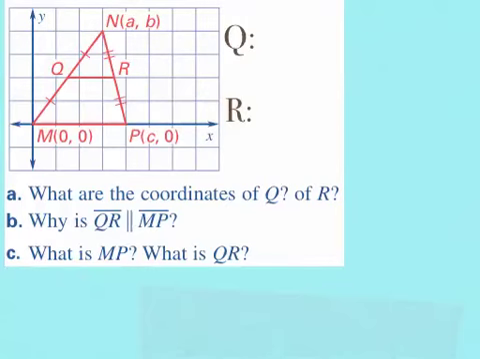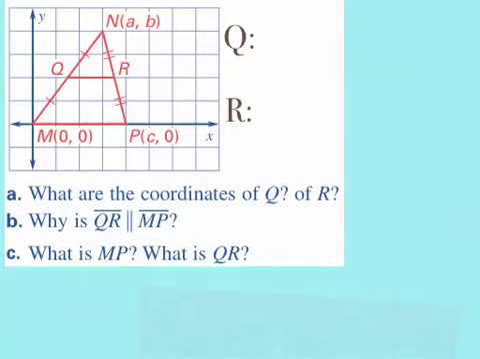The next example gives us the diagram, and it says, what are the coordinates of Q and of R? Notice QR is a midsegment of the triangle MNP. To find Q and R, we have to use the midpoint formula, which says that when we add the x values of the endpoints and divide by 2, and then add the y values of the endpoints and divide by 2, we would be given the coordinates of the midpoint.